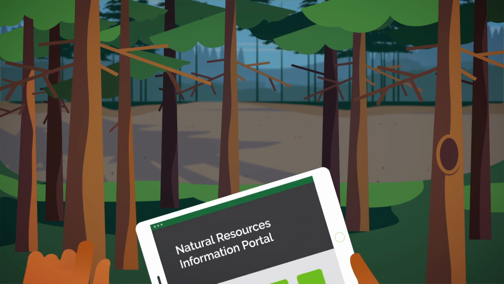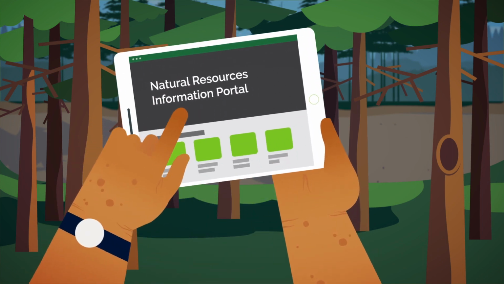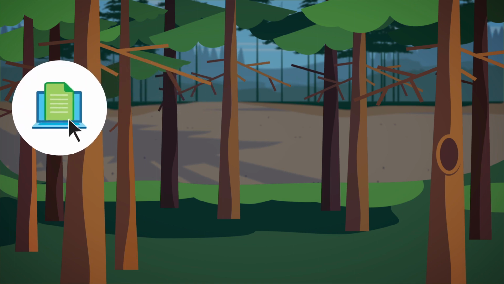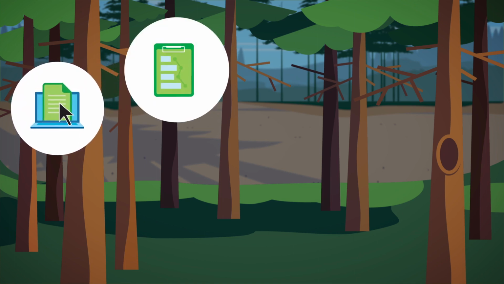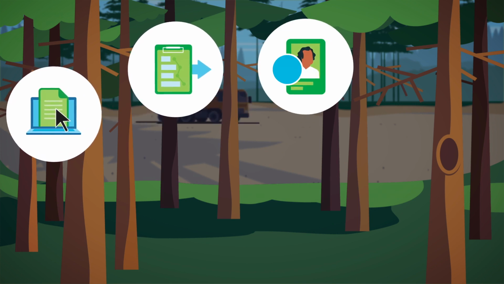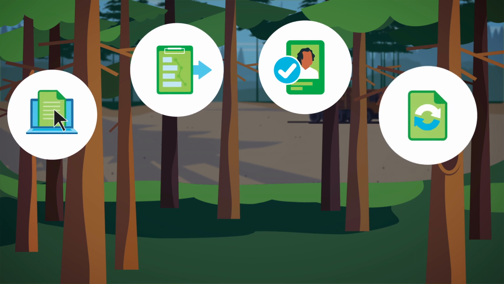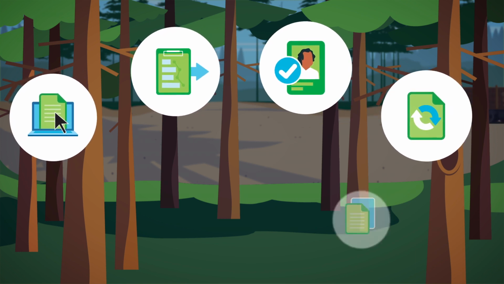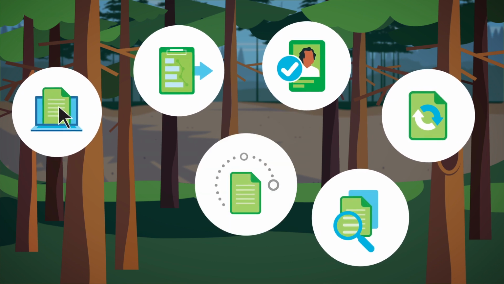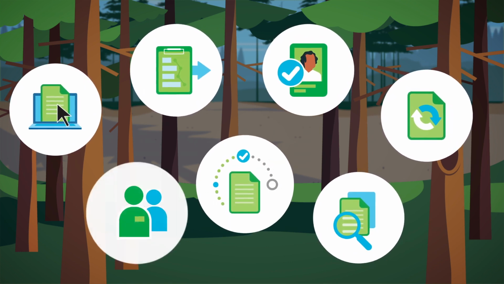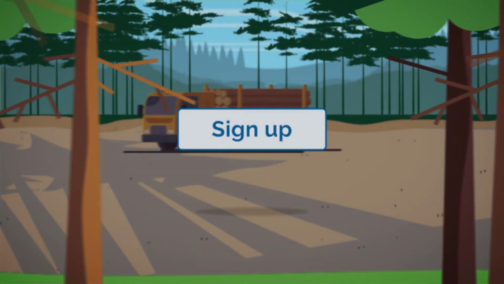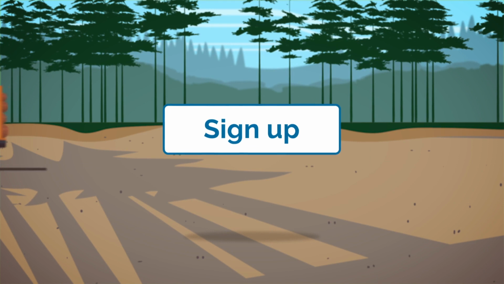By creating an account in the Natural Resources Information Portal, or NRIP for short, you can access online applications, forms, and reports, submit resource management activity information to the Ministry, update your account information online, save and update draft submissions, view your current and complete online applications submitted to the Ministry, track the status of your submissions, allow consultants to submit information on your behalf. Let's look at the steps to create an account in NRIP.